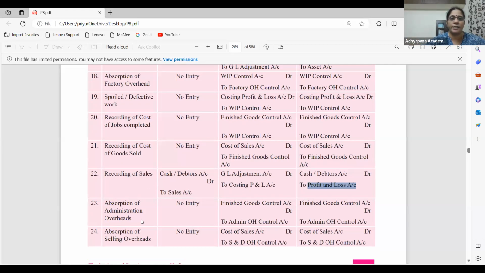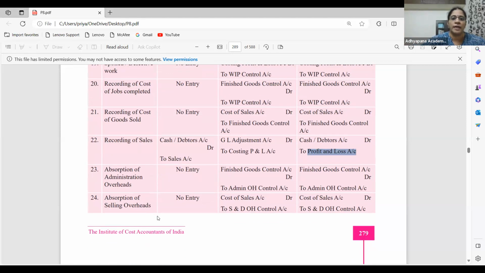Administration overheads are absorbed at the finished goods stage. Selling and distribution overheads are absorbed at cost of goods sold. So absorption of administration overheads will be finished goods control account debit to administration overhead control. Selling overheads will be cost of sales to selling and distribution overhead control.